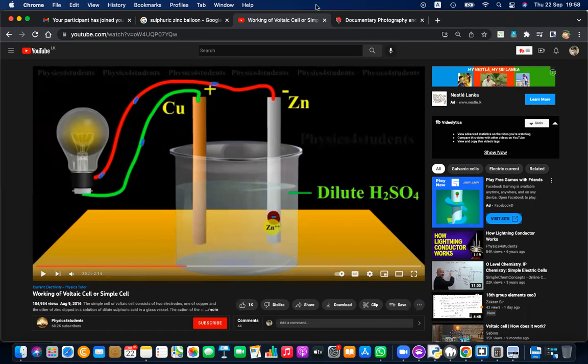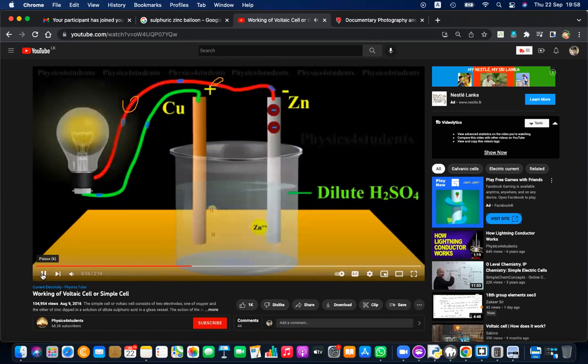Okay, you need to understand this very well. The electrons go to this side. These minus signs are electrons. Electrons go from zinc to copper. Because this side, the zinc side, has more electrons, electrons will go from zinc to copper.